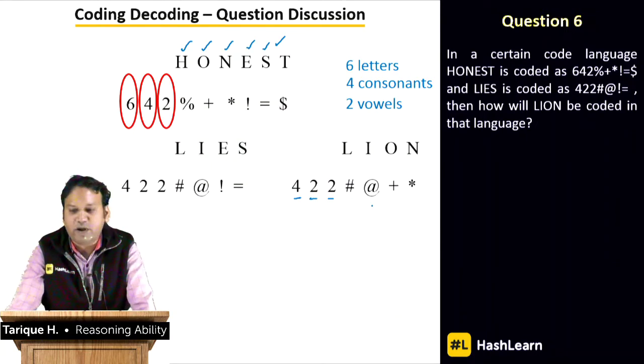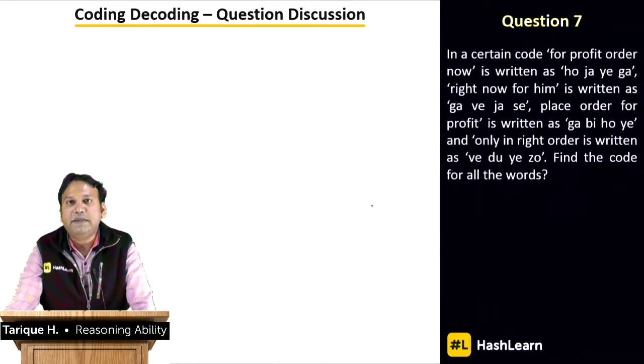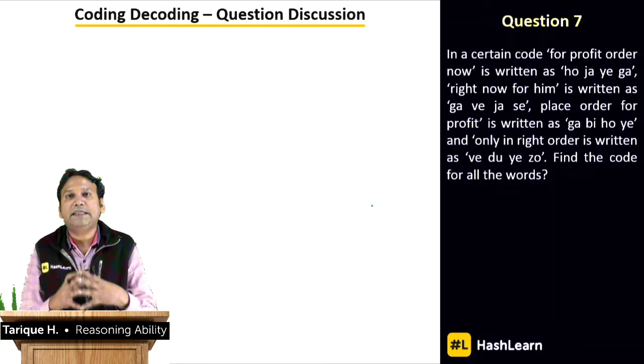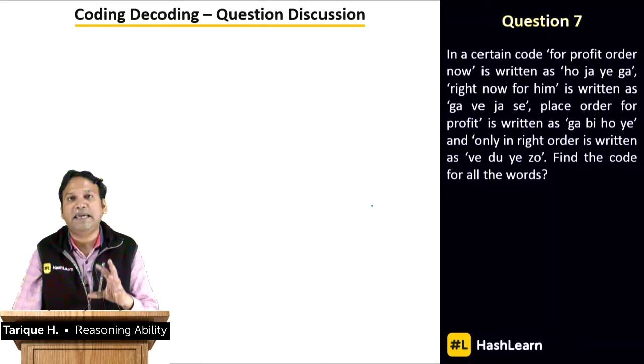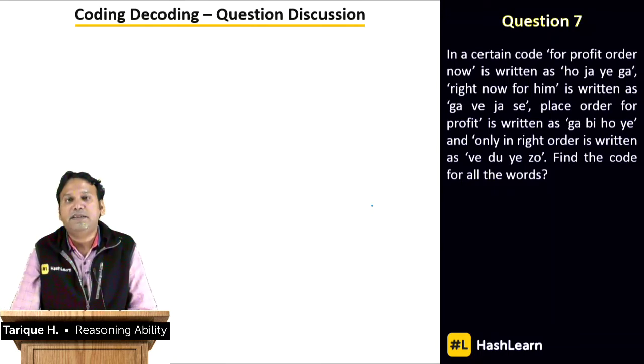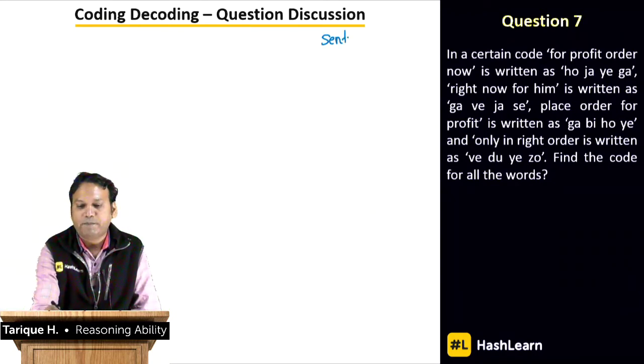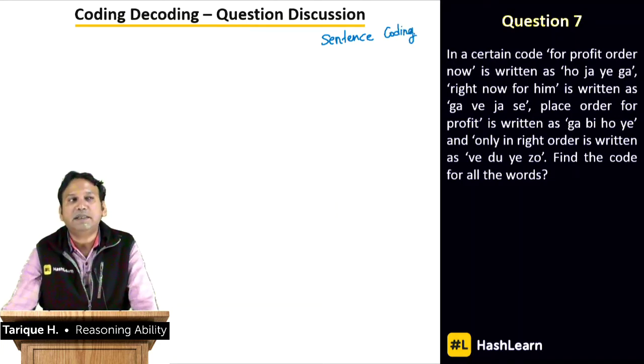Now the next set of questions that we are going to look at are basically lengthy questions, which come in a set of 5. So 4 to 5 questions in a set you get. These are also called sentence coding questions. Sentence coding. So instead of coding the letters separately, the words are coded by using certain fictional combinations of letters, 2 letters at a time.